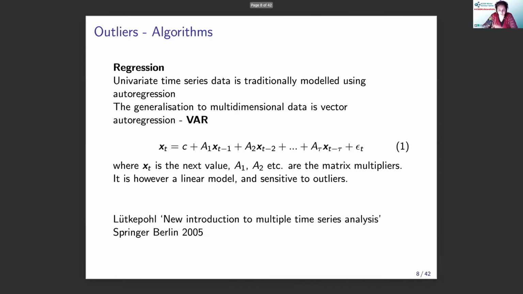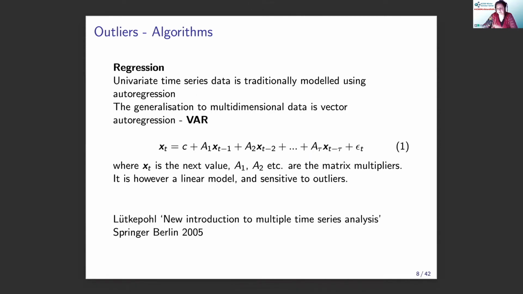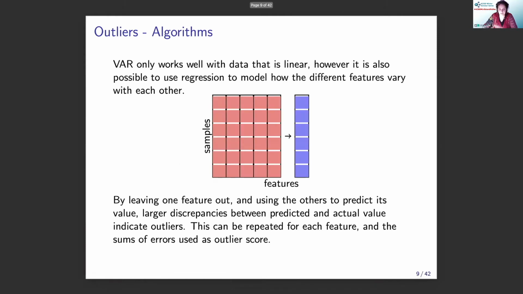It is, however, linear, so it will have problems with nonlinear data, and it is itself sensitive to outliers. So if it has outliers in what it's using to model, it may struggle to correctly identify what is and what is not an outlier. Now, VAR, vector autoregression, only works well with data that is linear.